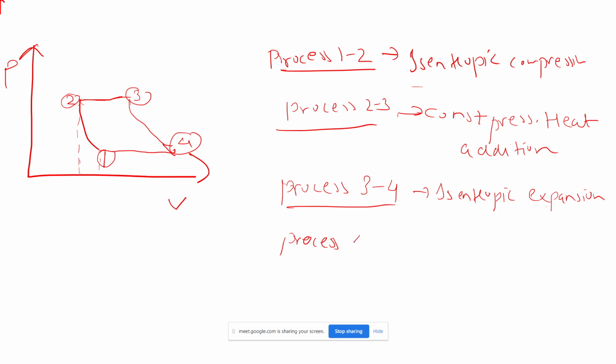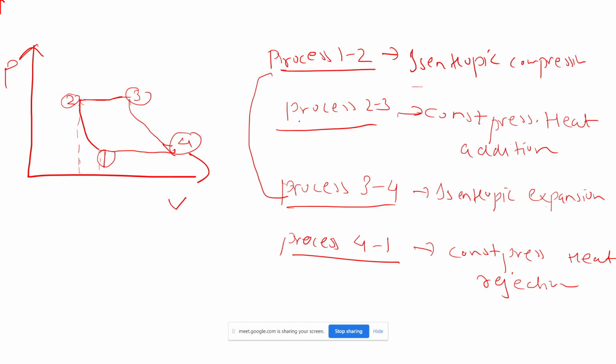Process 4 to 1, constant pressure, heat rejection will take place. So for the open cycle gas turbine, only these three processes will happen. But for the closed cycle gas turbine, all these processes will take place. All four processes will take place. Is it okay for you?